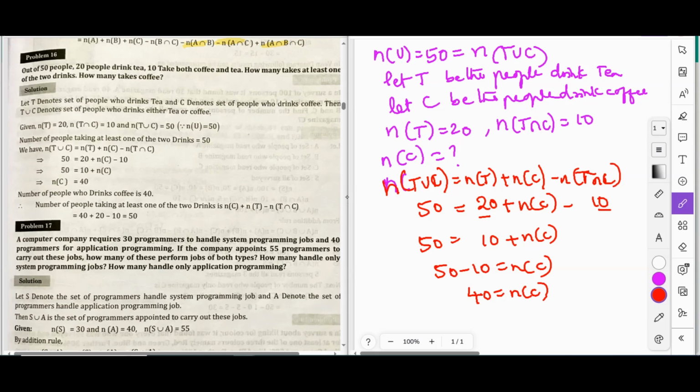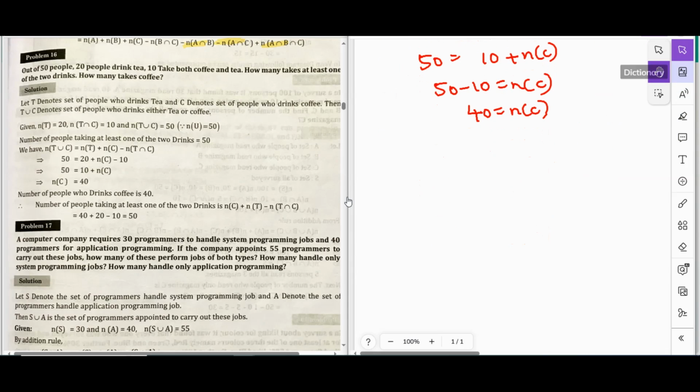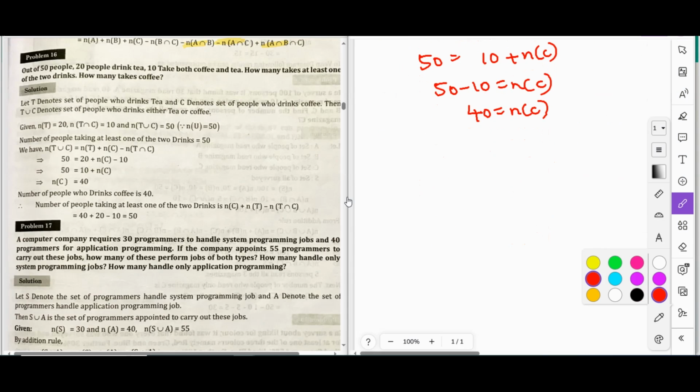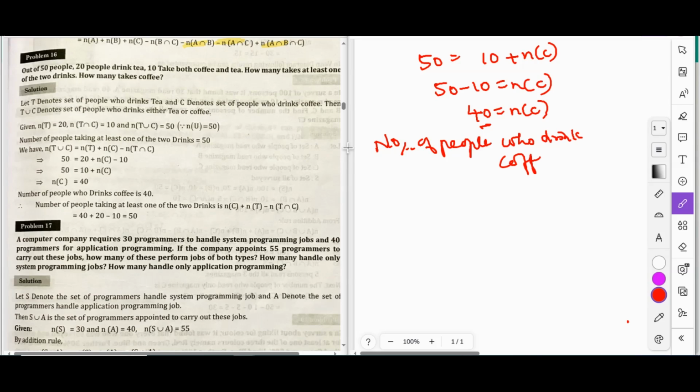Now they are asking how many take coffee. So we can write that the number of people who drink coffee is 40. Then we have to find how many take at least one of the two drinks.